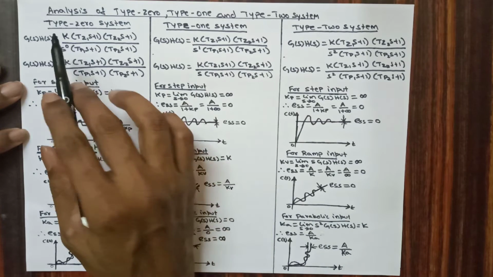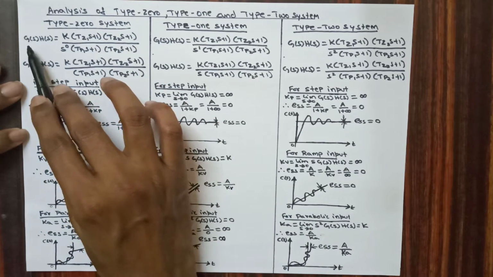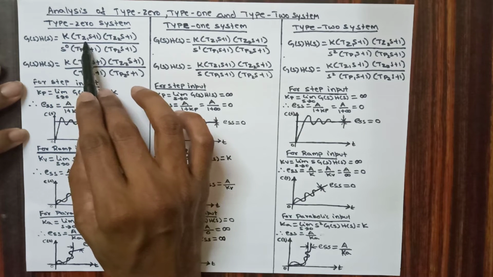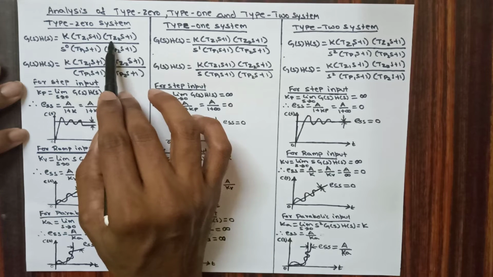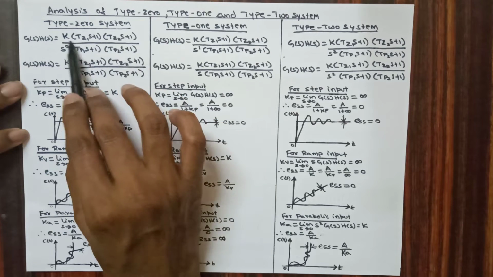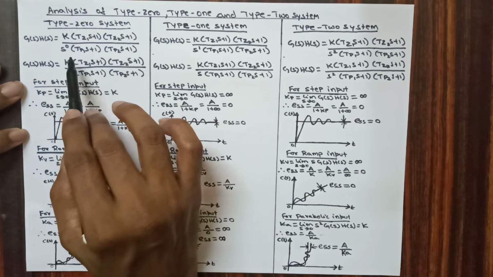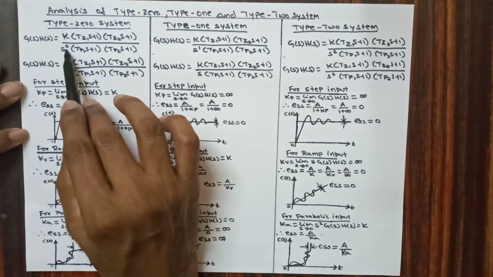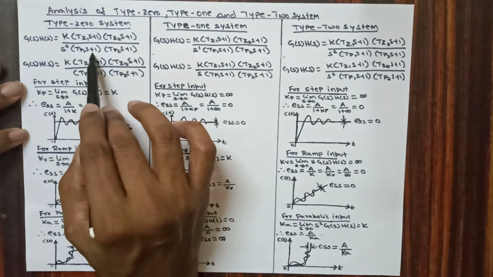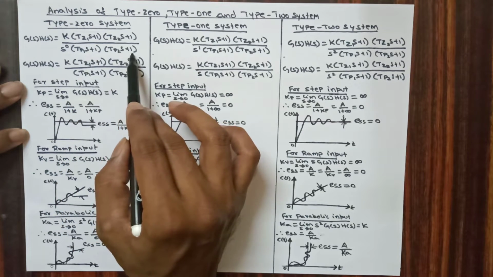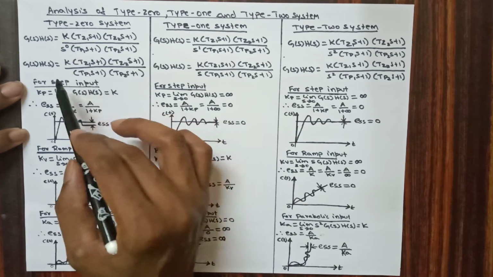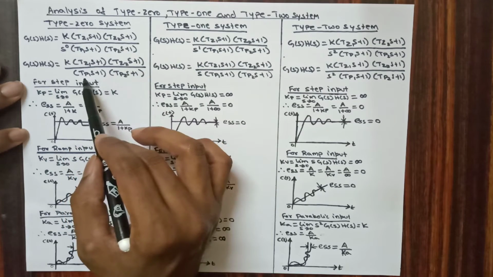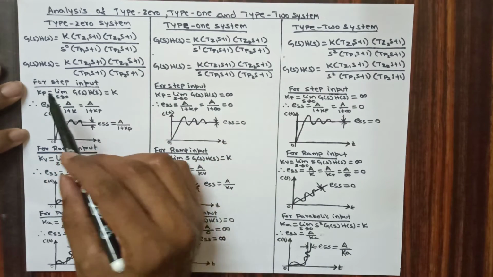Let us see type 0 system. As you know, for type 0 system, G(s)H(s) is equivalent to K into (Tz1 s plus 1) into (Tz2 s plus 1). Numerator values are zero terms, and in the denominator you can see the pole terms. For type 0, s to the power 0 into (Tp1 s plus 1) into (Tp2 s plus 1). By rewriting this equation, we will get G(s)H(s) equivalent to K into numerator terms and denominator terms.